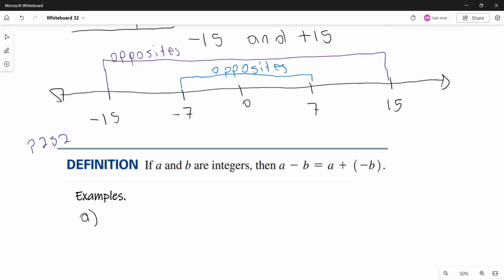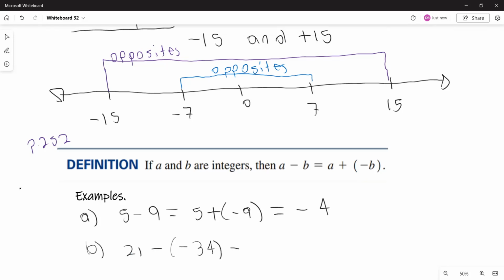5 minus 9 is 5 plus the opposite of 9. And I'm sure you know the answer. You know that this is -4. Or 21 minus -34. This is the same as 21 plus the opposite of -34. So that's going to be plus +34. And the answer is +55.